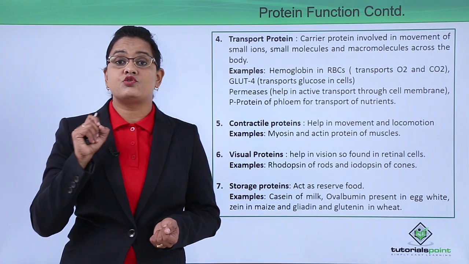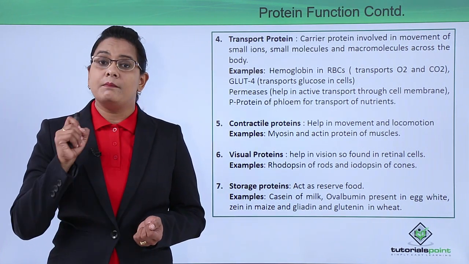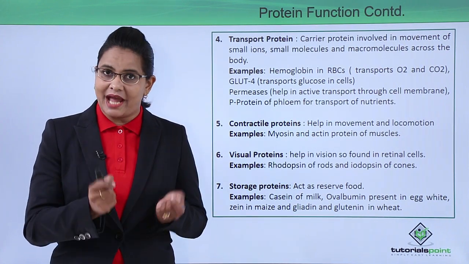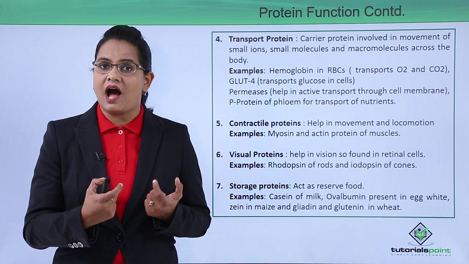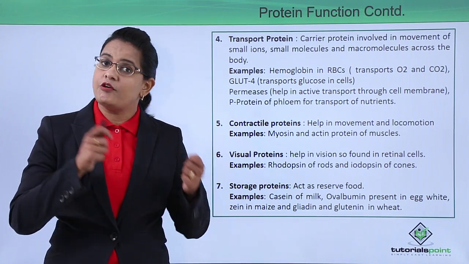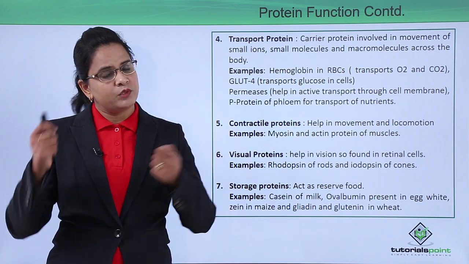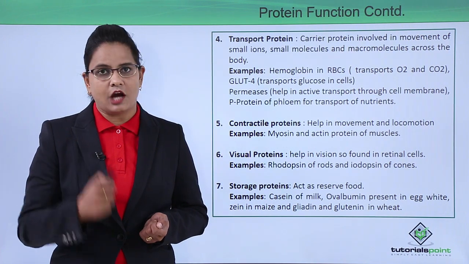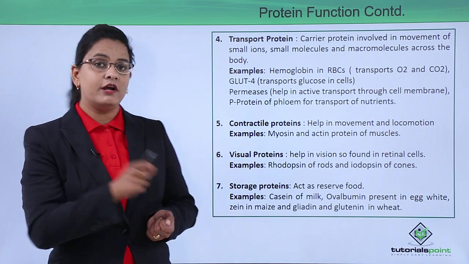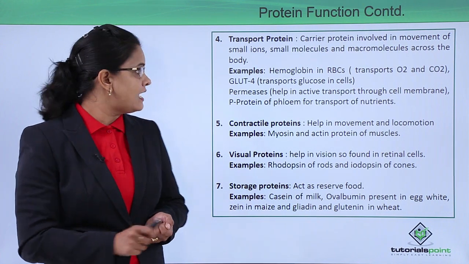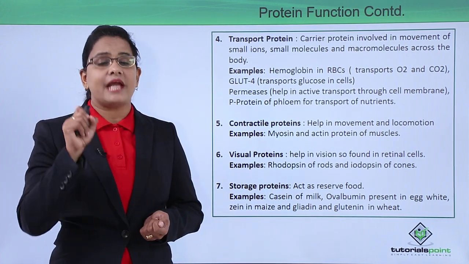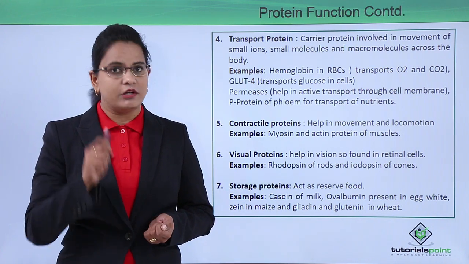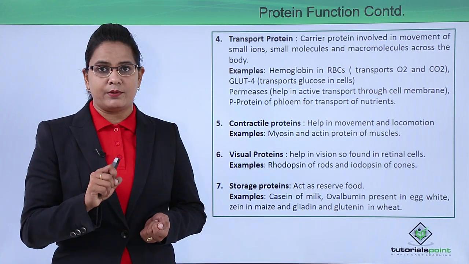Now the next role is transport proteins. Proteins play a major role as carriers, which means they transport or carry micromolecules, that is small size molecules, ions as well as big size molecules, from one part of the cell or one part of the body to another part. Example, very common, hemoglobin, used for transport of oxygen and carbon dioxide. Next is GLUT4, which helps in transport of glucose inside the cell. Then there are permeases, which help in active transport of any nutrient inside the cell, and the P proteins which are found in phloem.